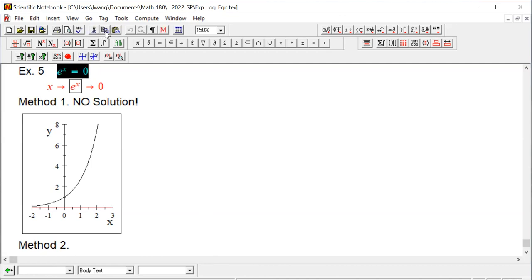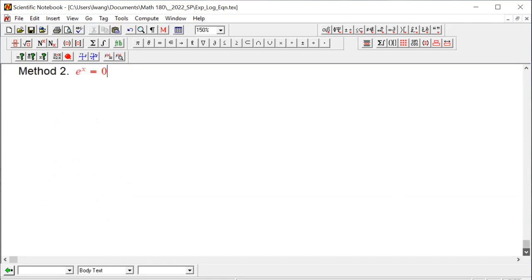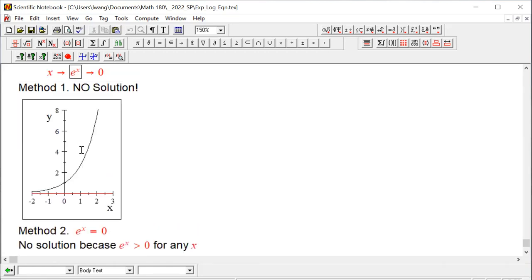You don't have to use a graph to make such an illustration. What you can say is that your answer is no solution because e to the power of x is larger than 0 for any real number x. That's it.